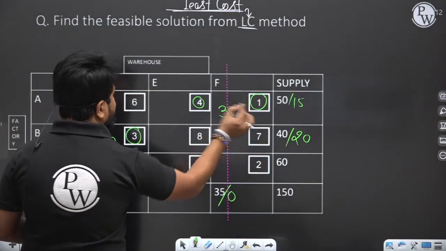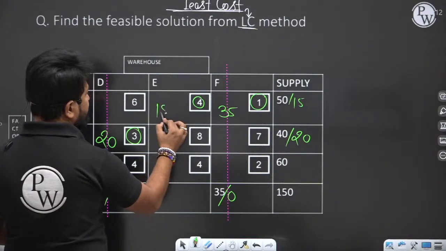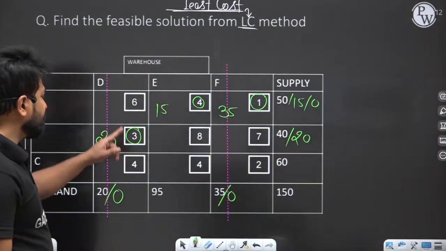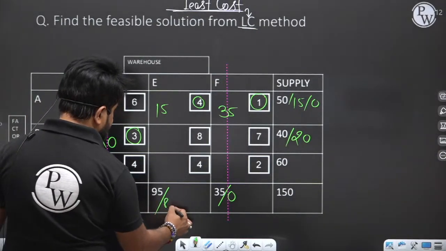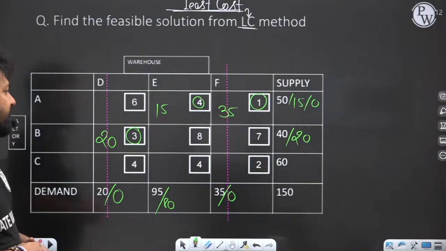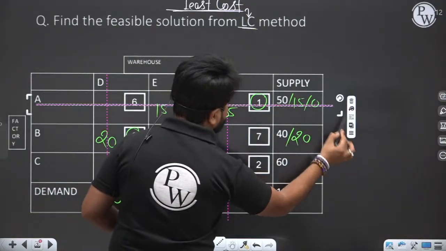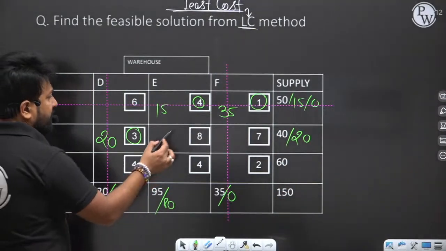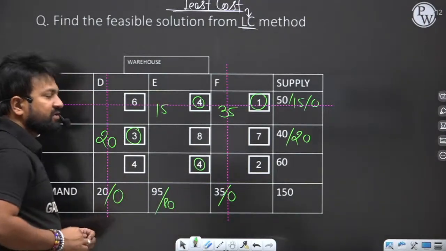A can supply 15. The demand of E is 95. So here I am going to supply 15. The supply of A is going to be 0. So 80 is the remaining demand of E. Now here you can see the supply of A is fulfilled, so cancel this row.